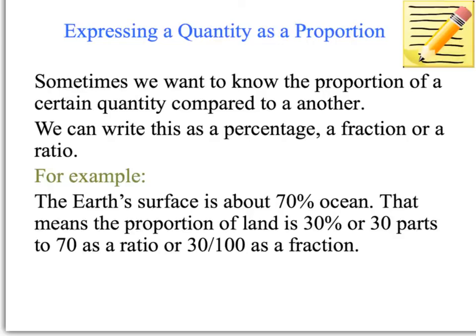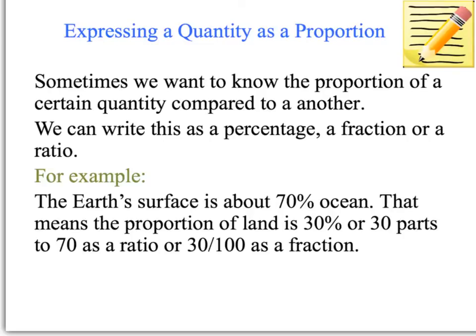But just quickly, if we're looking at the Earth's surface, it's 70% ocean, and that means the rest of it is land at 30%, because 70 and 30 make up 100%. We could also write that as 30 parts to 70, and that's a ratio. Or we could write it as a fraction, being 30 out of 100. And obviously for the ocean it would be 70 out of 100.